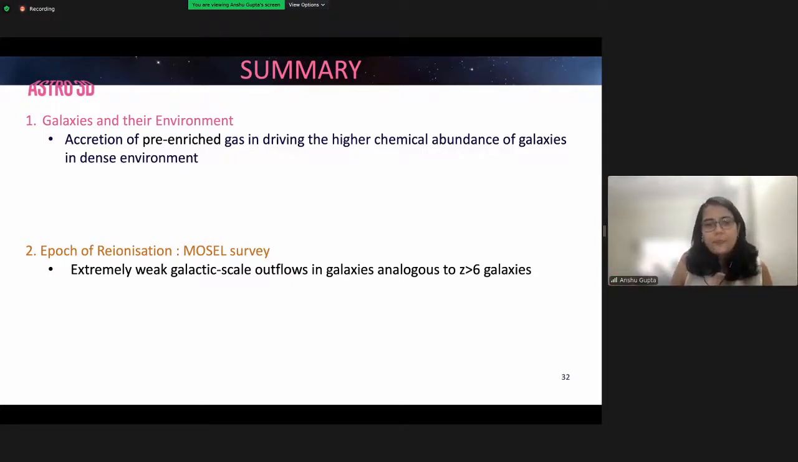And secondly, I just presented some initial work that we are doing with the MOSDEF survey, which is looking at these Epoch of Reionization analog galaxies at redshift of 3. The first work that we have done is to look at the signs of outflows in them. And we have found that the galactic scale outflows in these really low stellar mass, high star formation rate galaxies are quite weak. But there's a lot of work that needs to be done as part of this Epoch of Reionization analogs work, so stay tuned, there's a lot more to come. And if you have questions, please feel free.